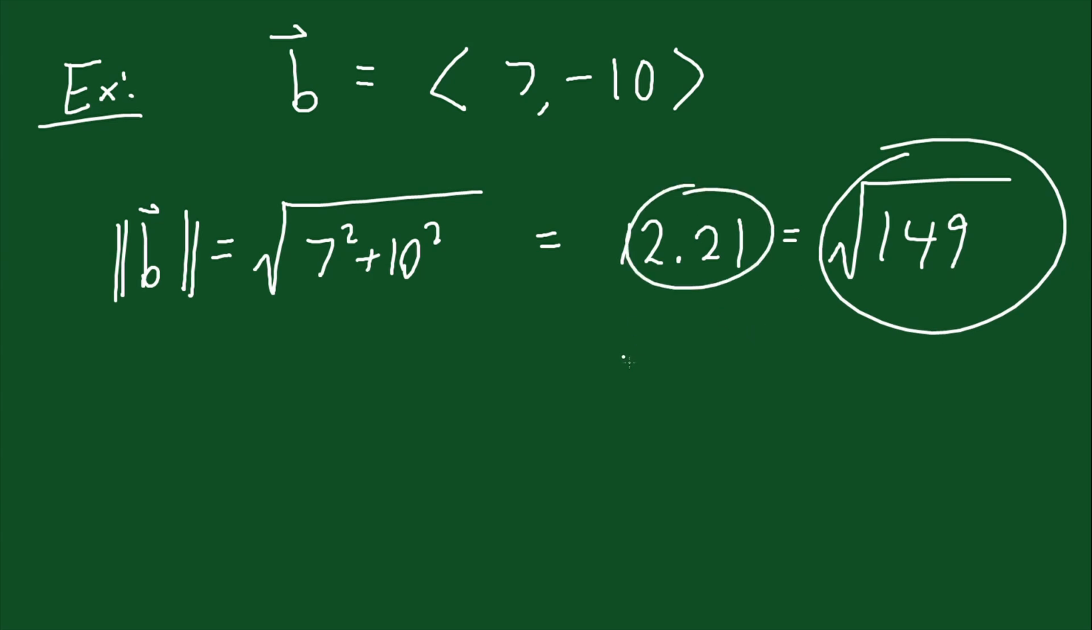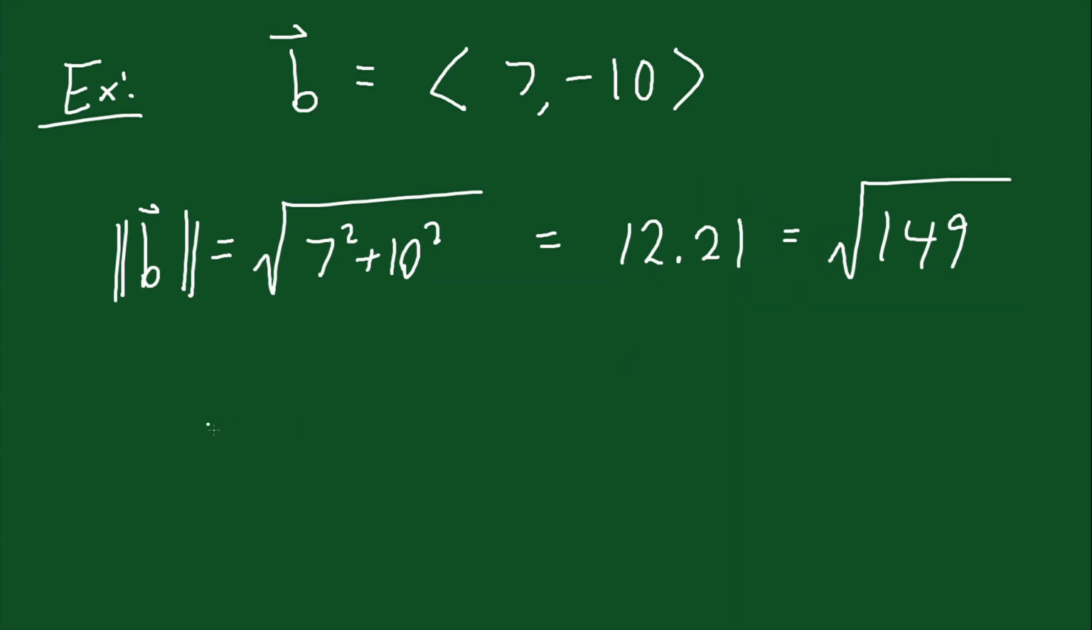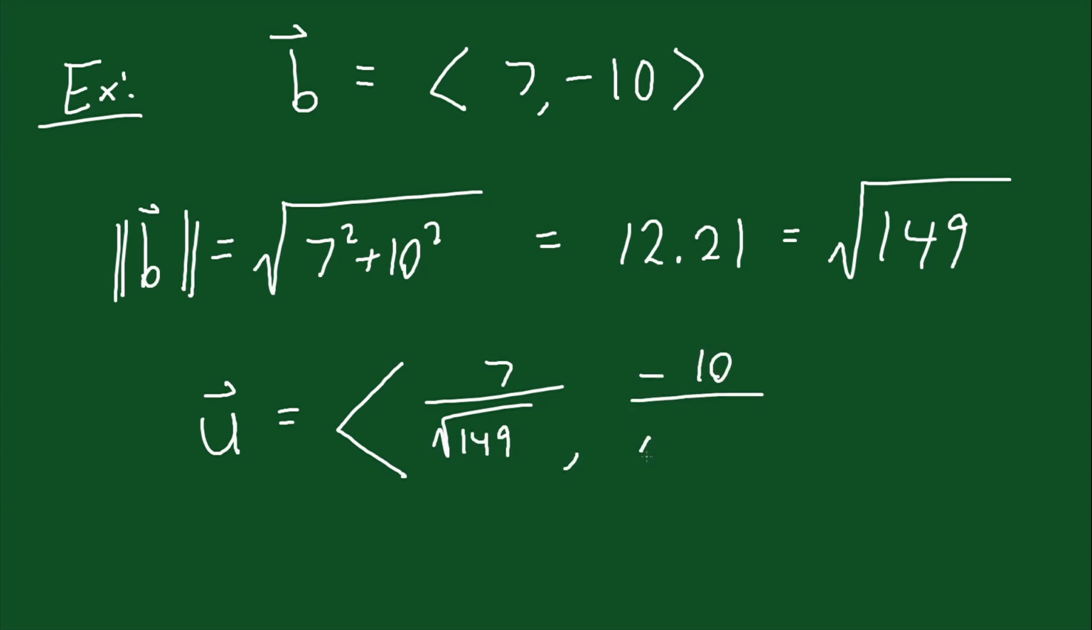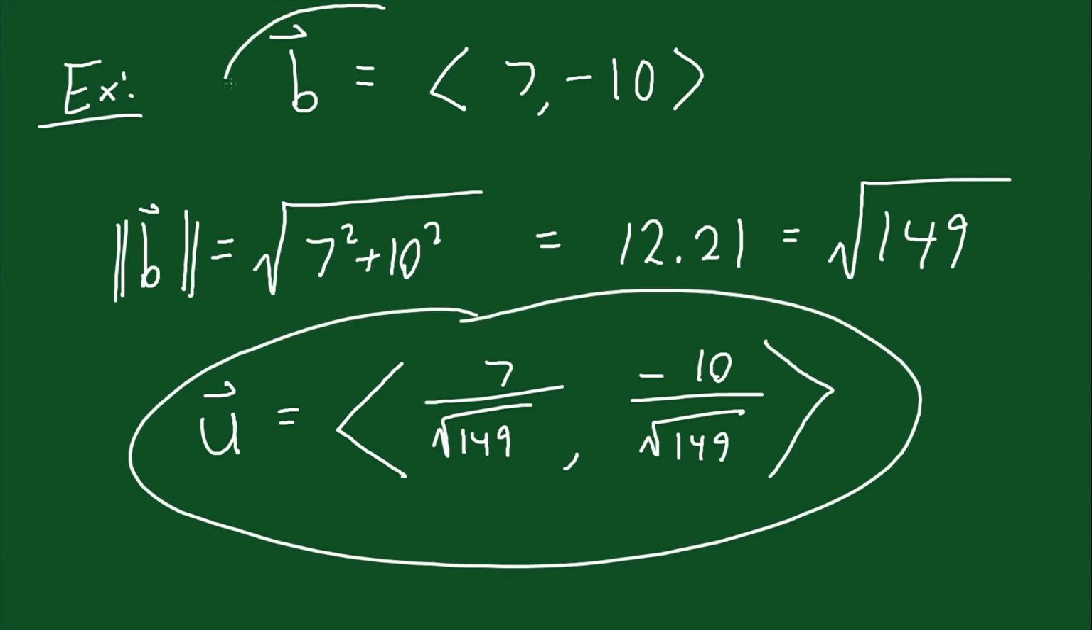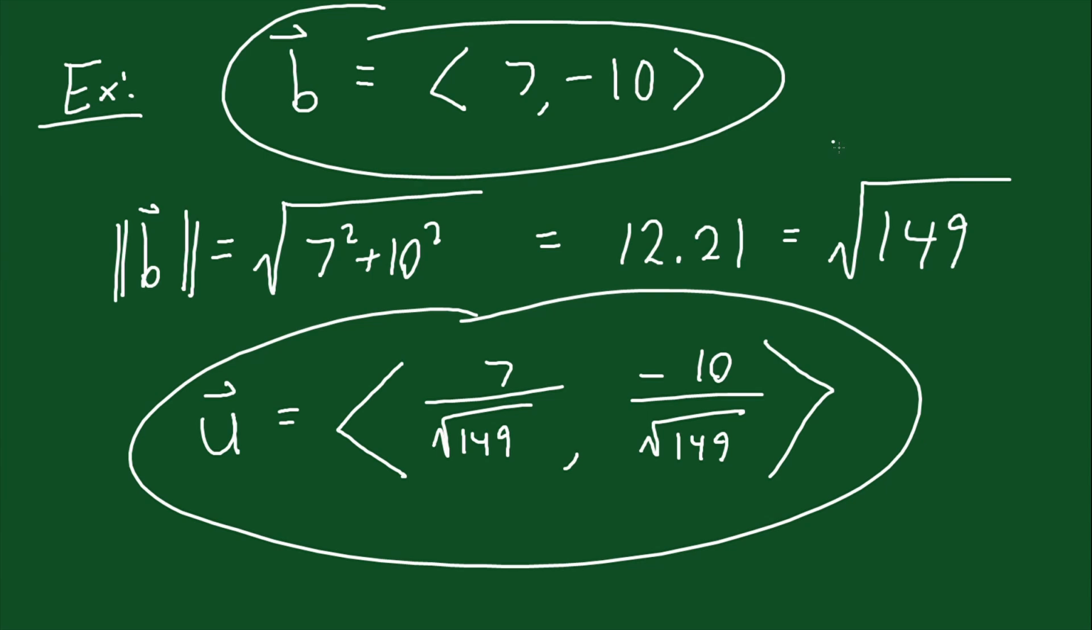Not the approximation. Okay, so that means that the unit vector that has the same direction as this is going to be equal to 7 over root 149 and negative 10 over root 149. This is the unit vector in the same direction as this original vector. That's all you have to do.